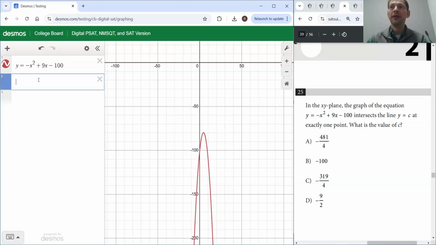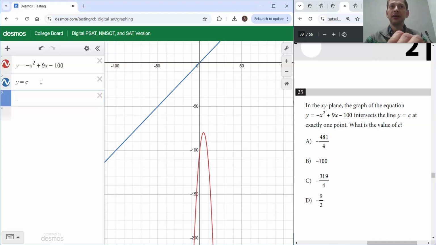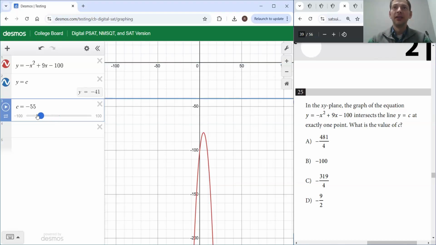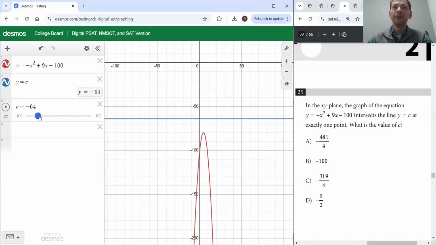That's that equation. And then they say it intersects the line y equals c. Y equals c. And what is c? I don't know. Let's put c as in negative 100 to positive 100, for example. And let's put a slider there so we can at least slide it down. So now this is the line y equals c.